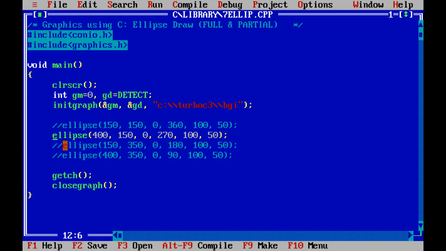In this ellipse, this function starts from 0 degrees to 270 degrees, so the fourth quadrant will not be drawn. That means this ellipse covers the first, second, and third quadrants. Let's see the output again. Okay, the fourth quadrant remains unbent.